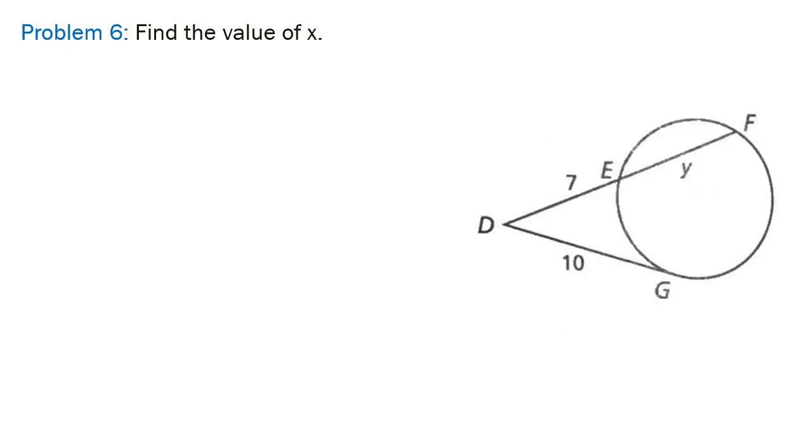All right, so for problem 6, find the value of x. So once again, we want to make sure we identify our tangent. Our tangent is going to be DG here, and that's the one that's going to get squared. Our secant is DF, that's this one in purple, where we take the exterior part 7, and we times it by its total length of the secant, which is 7 plus y, and that's going to equal our tangent, which is 10, and then that one should get squared.